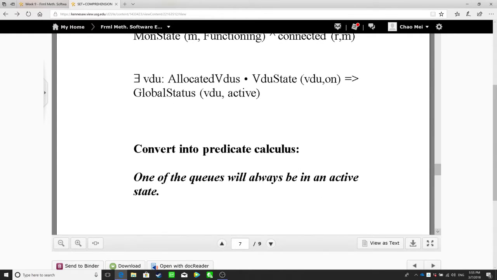All right, let's do it another way. Convert into predicate calculus. Let's do this together. One of the queues will always be in an active state. Think about it. One of it, so it must be something like E, that exists. One of. In active state.